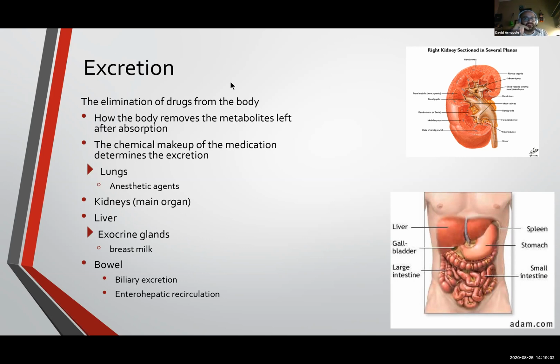So lungs are actually used to get rid of anesthesia. If you've ever had anesthesia, they usually give you oxygen and have you take deep breaths because it gets it out of your system much faster. Kidneys, again, main organ, liver, exocrine glands, breast milk. The bowels can help get rid of drugs. It's not as much as the actual kidneys do, but it does help get rid of some.